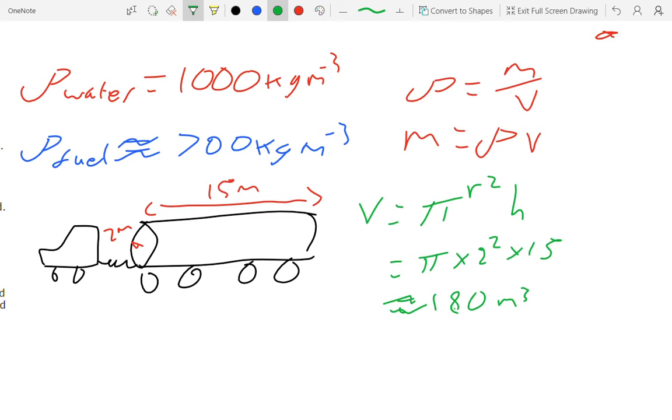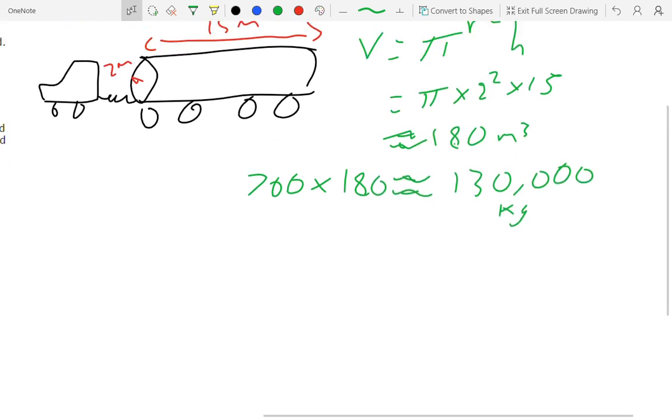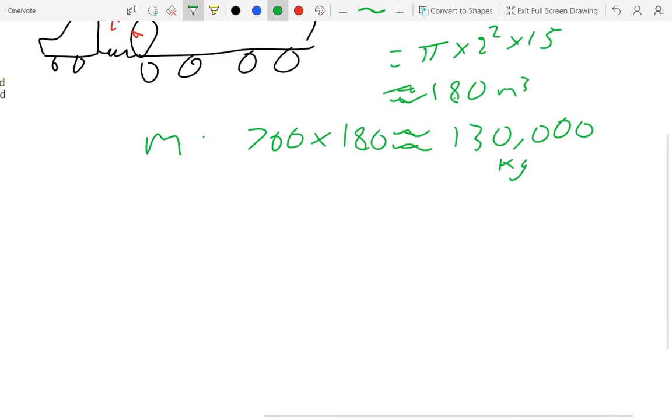We can work out the mass by just doing the volume we've worked out here, 180 meters cubed, times the density of the fuel. So that's getting us 700 times 180, which is again roughly about 130,000 kilograms.